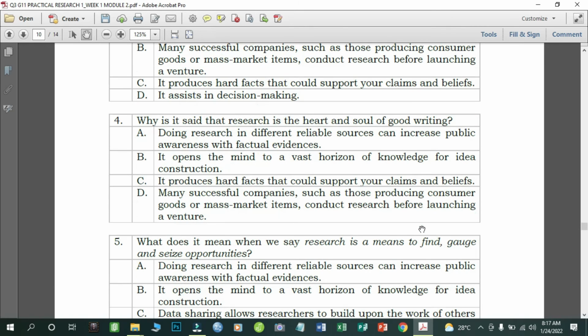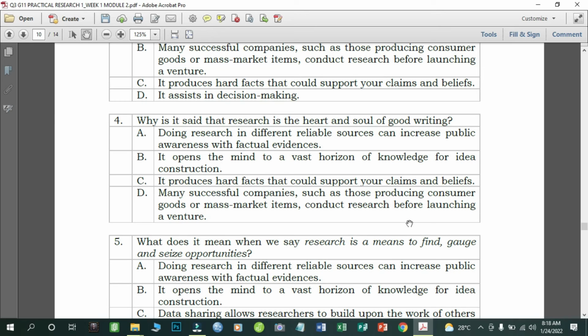Okay, for number 4, why is it said that research is the heart and soul of good writing? A. Doing research in different reliable sources can increase public awareness with factual evidences. B. It opens the mind to vast horizons of knowledge for idea construction. C. It produces hard facts that could support your claims and beliefs. D. Many successful companies, such as those producing consumer goods or mass market items, conduct research before launching a venture.